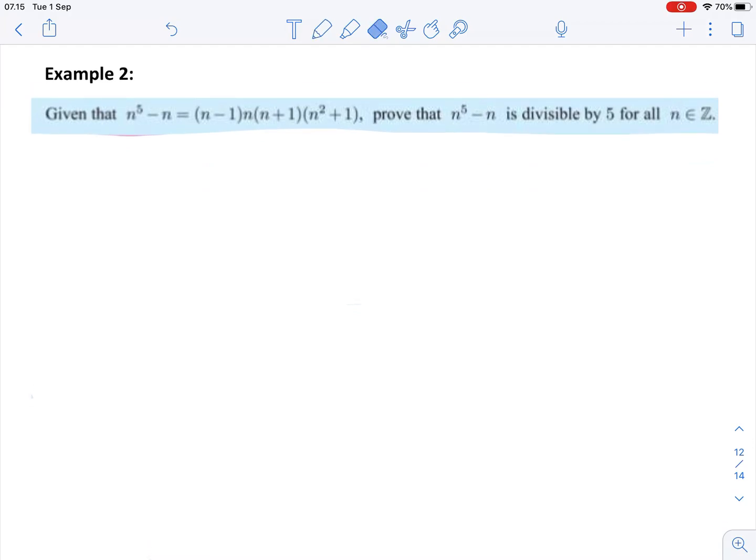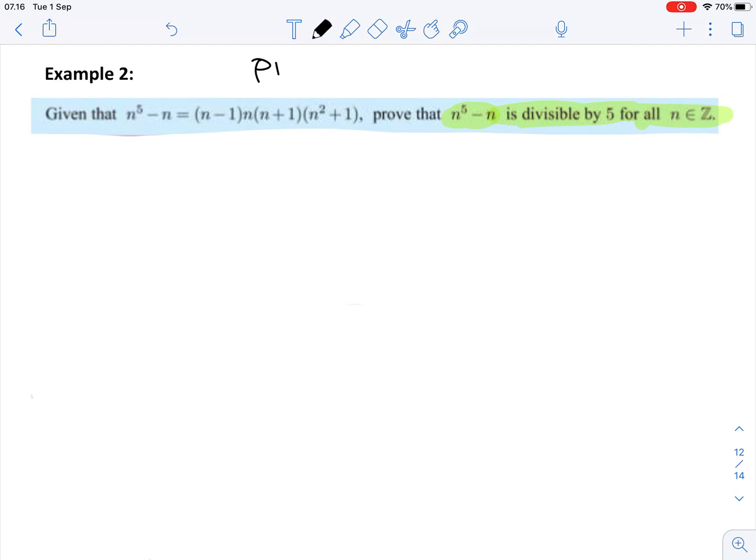All right. Now let's look at a maybe more complicated approach. Example 2 says, given that n to the fifth minus n is equal to n minus 1 times n plus 1 times n squared plus 1, prove that n to the fifth minus n is divisible by 5 for all integers.